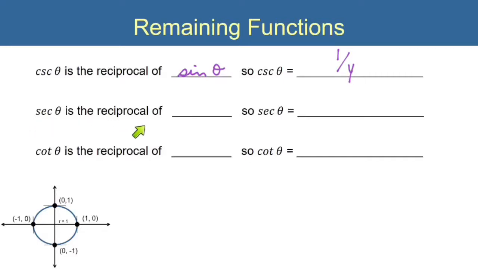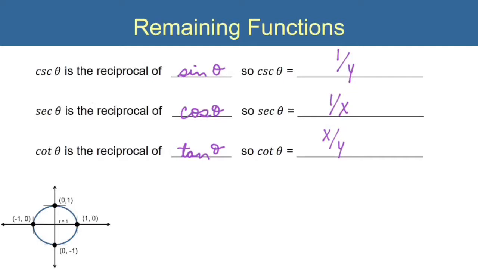Secant of theta is the reciprocal of cosine of theta. And if cosine of theta is x, that means secant of theta is going to be 1 over x. And cotangent, of course, is the reciprocal of tangent. So if tangent of theta is y over x, then cotangent of theta is going to be x over y. And we already knew that. But you probably had not thought about the definition of cosecant and secant in exactly this way.